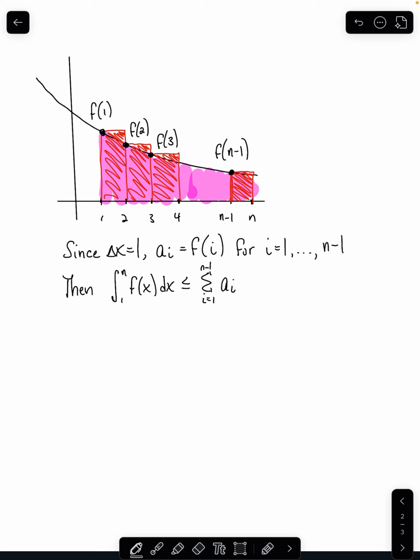So what we have here is a neat little inequality. We have the sum from 2 to n as an underestimation of the area, and then we have the sum from 1 to n minus 1 as an overestimation of the area, so that the actual area is somewhere in between.